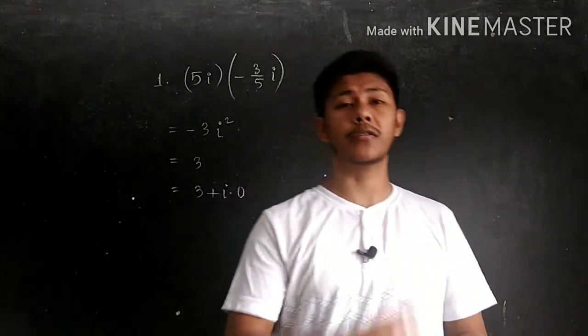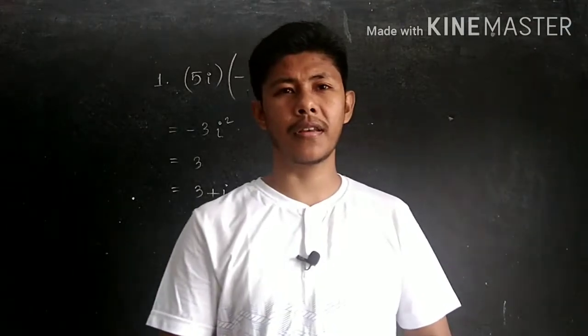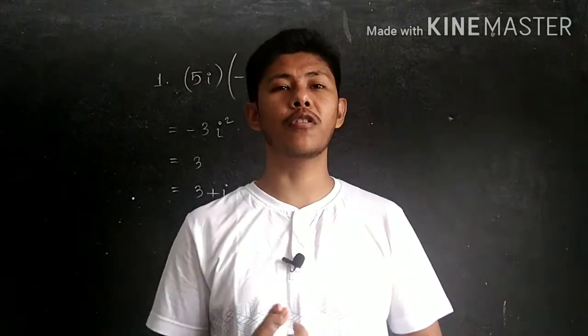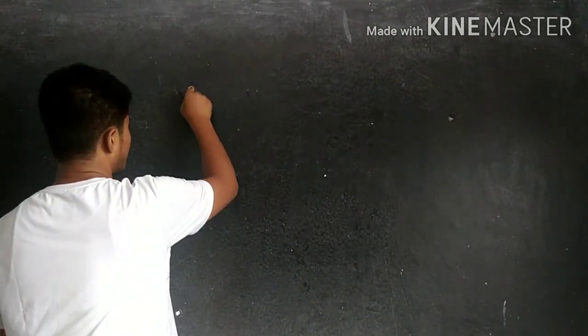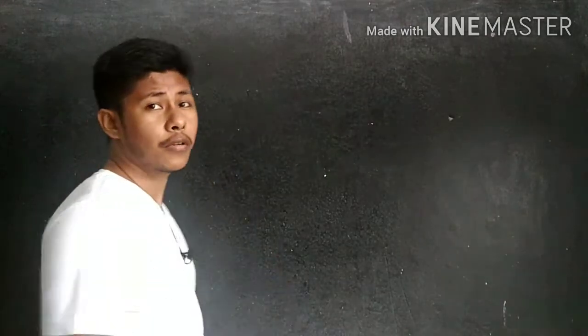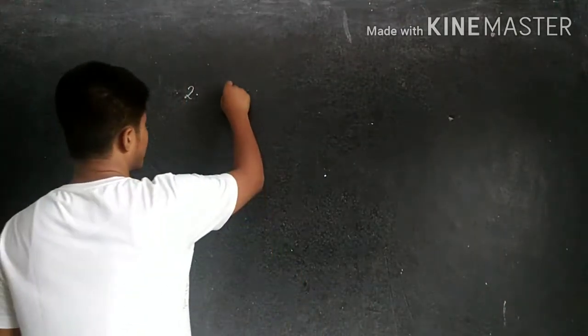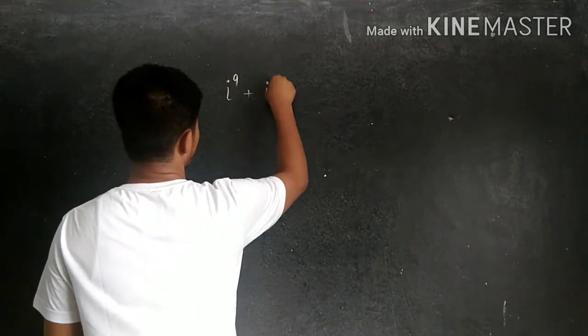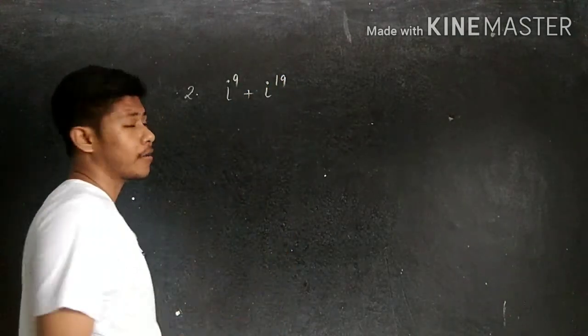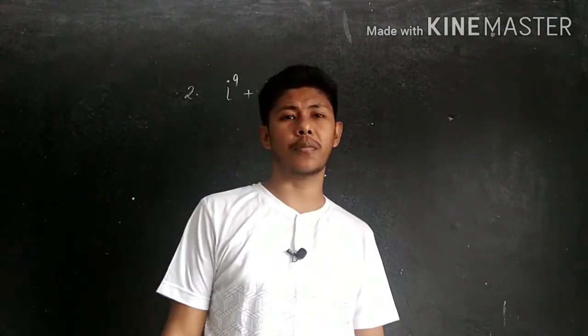Now the second one is given here: i to the power 9 plus i to the power 19. How can we do this? Number 2 is i to the power 9 plus i to the power 19. This is the second question.